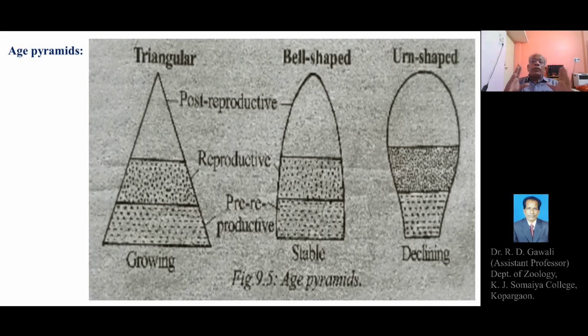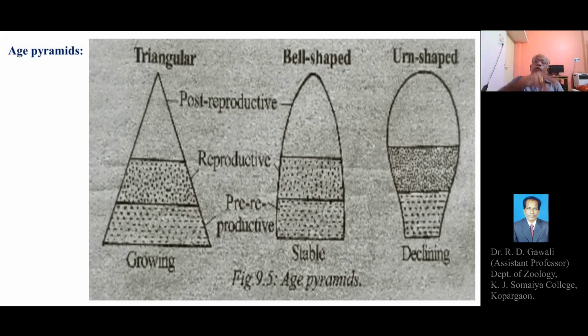The first age pyramid, which is triangular, indicates the population is growing. In such an age pyramid, the individuals of the pre-reproductive age and the reproductive stage are more in number than the post-reproductive age.